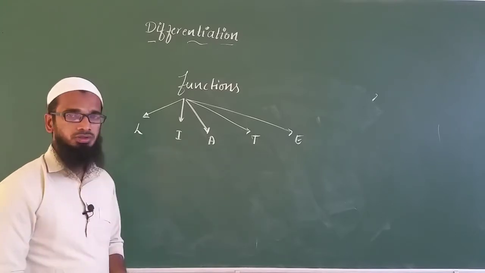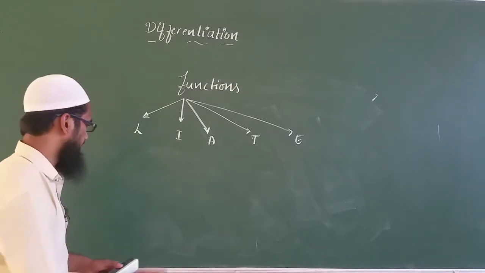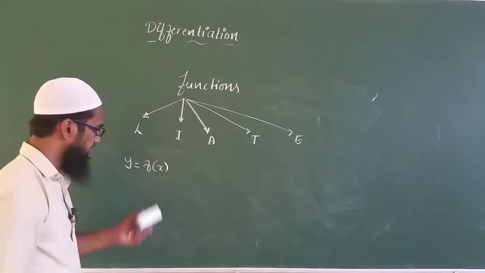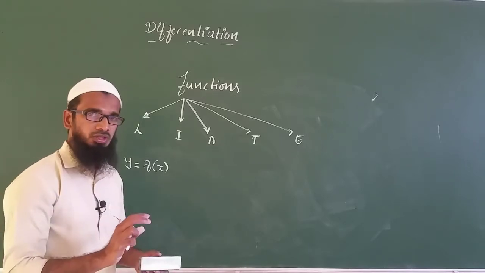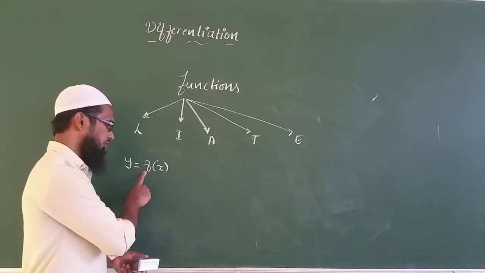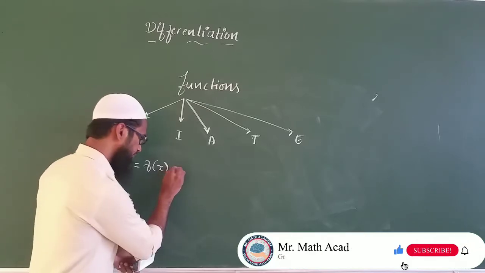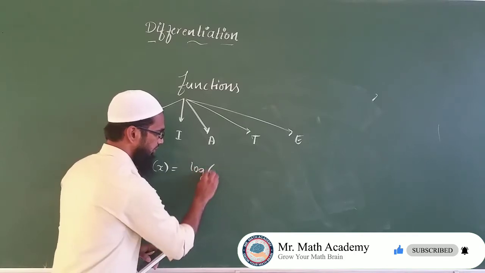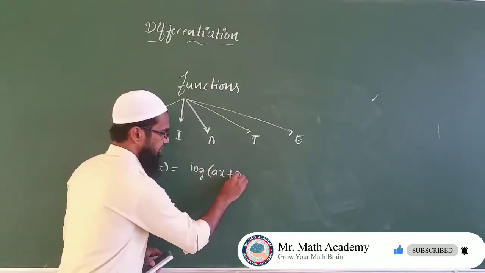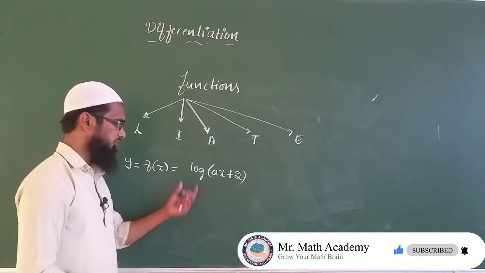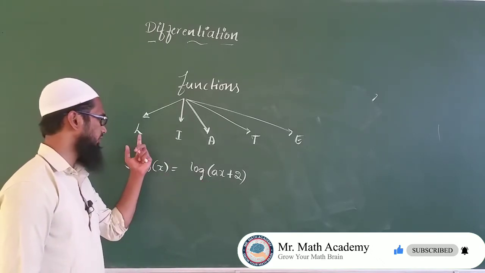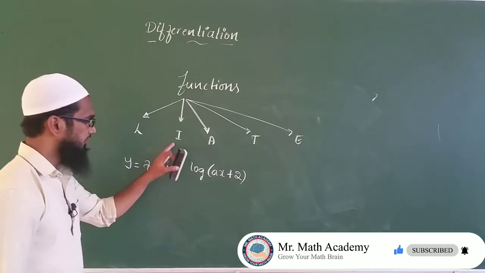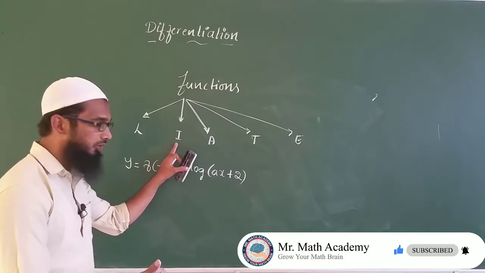So L indicates a logarithmic function. For example, I take y is equal to, which I can also represent with f of x. I am giving a function in the form of x, that is y is equal to f of x is equal to, for logarithmic, log of ax plus 2, like that. Now this is a logarithmic function. This type of function we call a logarithmic function.